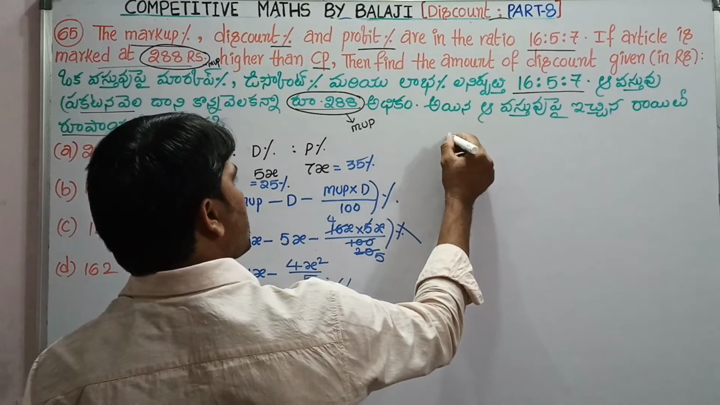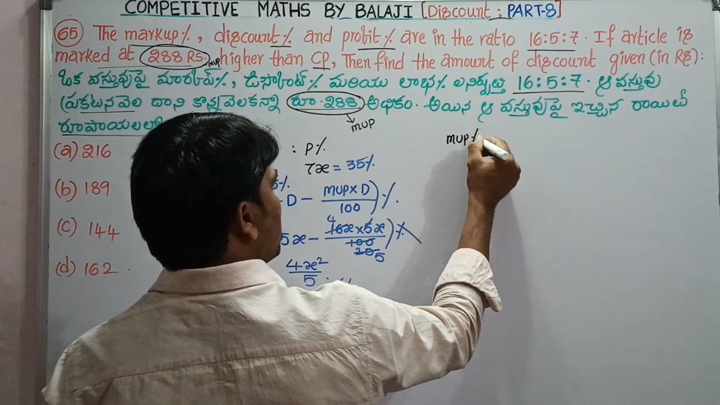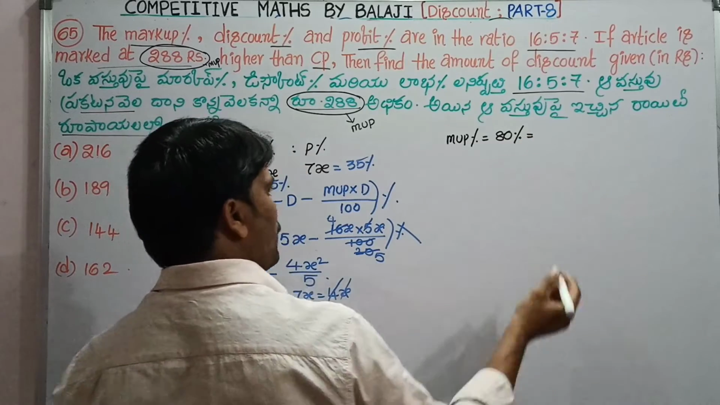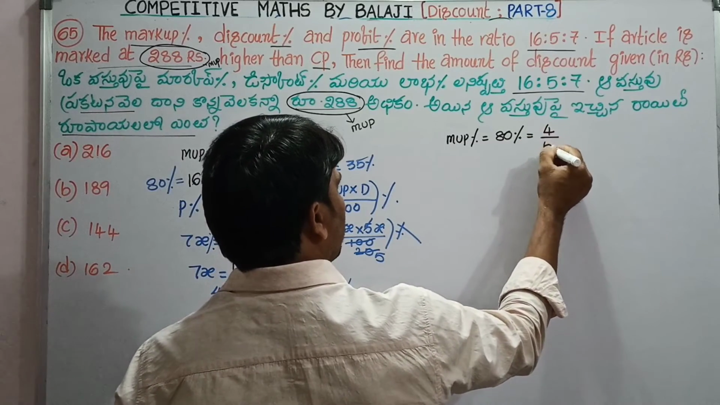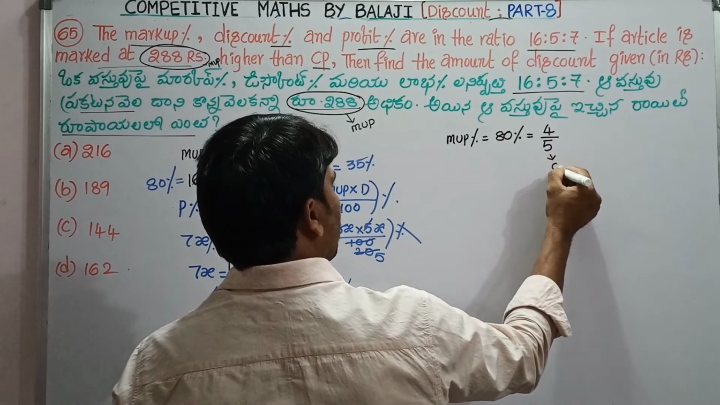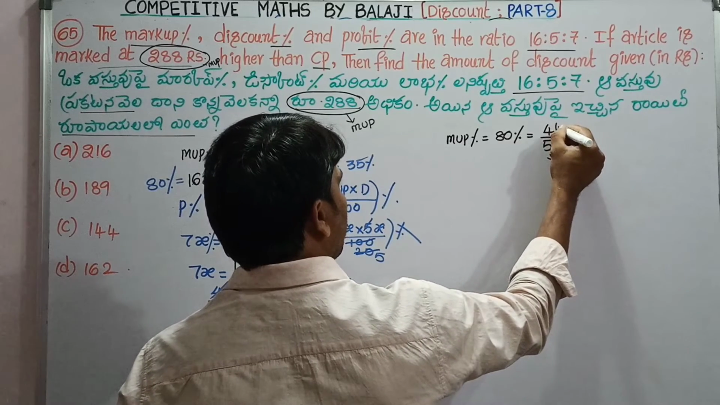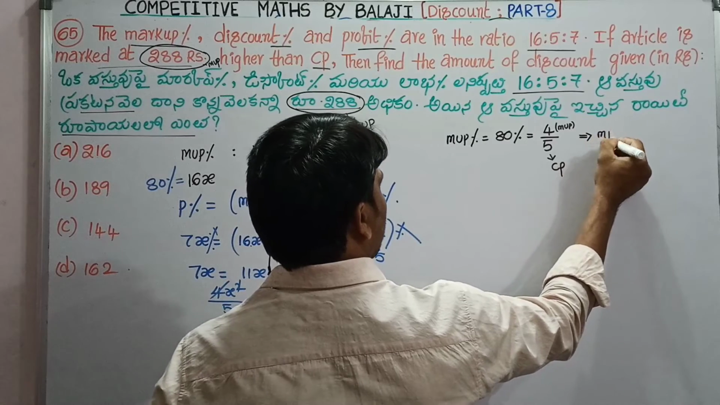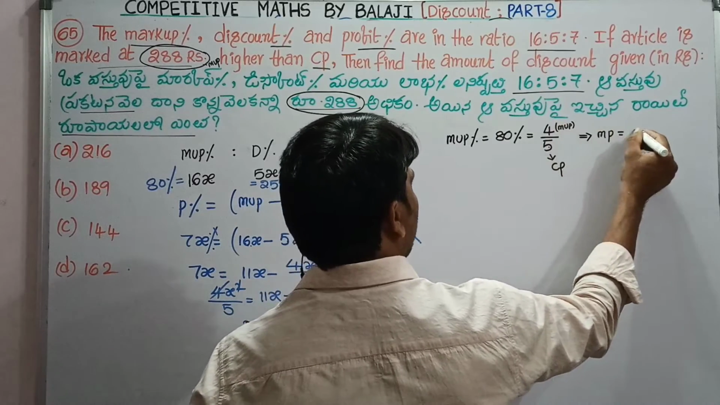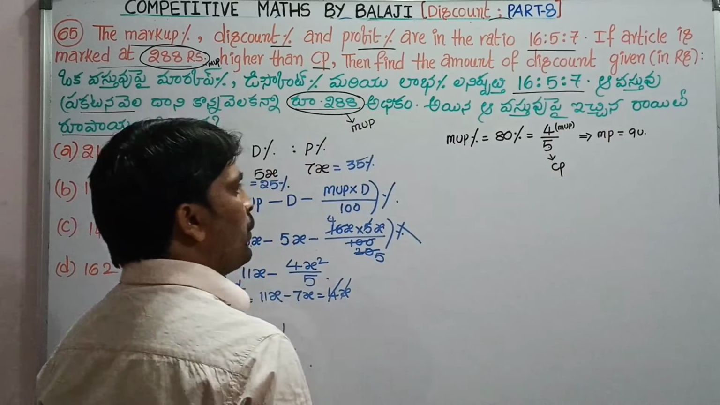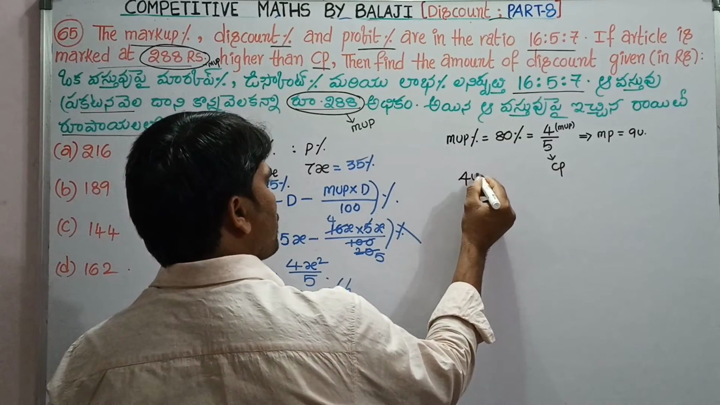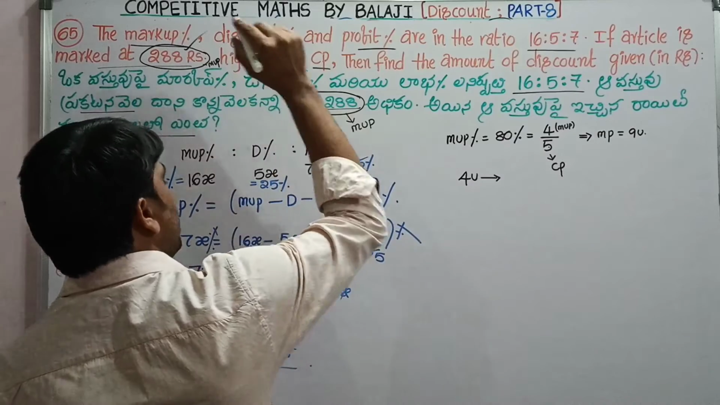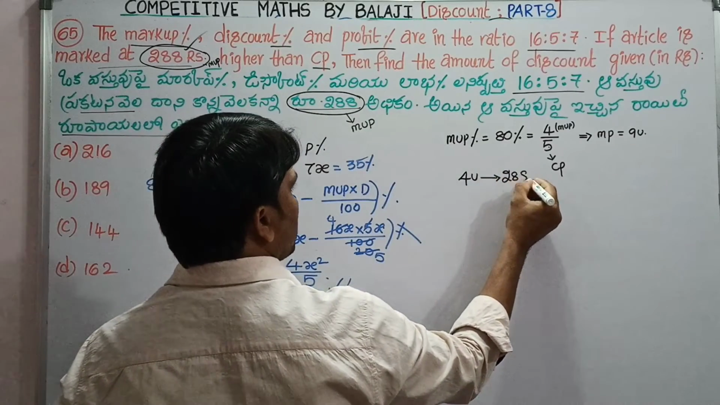Markup percent is equal to 80%. 80% fraction value is 4 by 5. If 5 units are cost price, then 4 units are markup. In this case, marked price is 5 plus 4, 9 units. And we are given that markup is 4 units. 4 units value is 288.